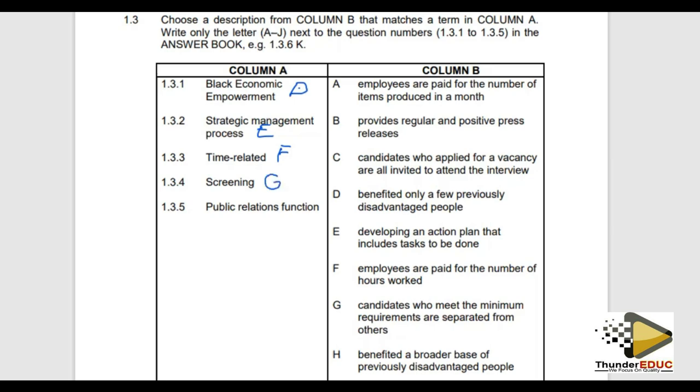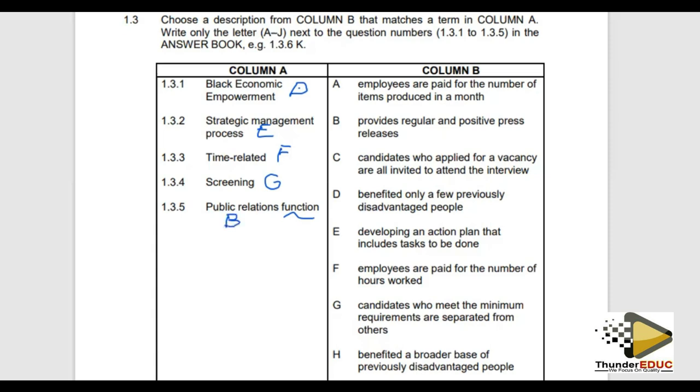Okay, right. So now, moving on, grade 12, to the next question. 1.3.5 addresses the issue of our public relations department. When we talk of the function under Business Studies, normally we refer to the department. Remember I told you that this is the department that promotes a healthier or harmonious relationship between the business and the community where that business operates from. So if we check the options given, the appropriate answer here is B, where it provides regular and positive press releases to the public. So our appropriate answer here is actually B.